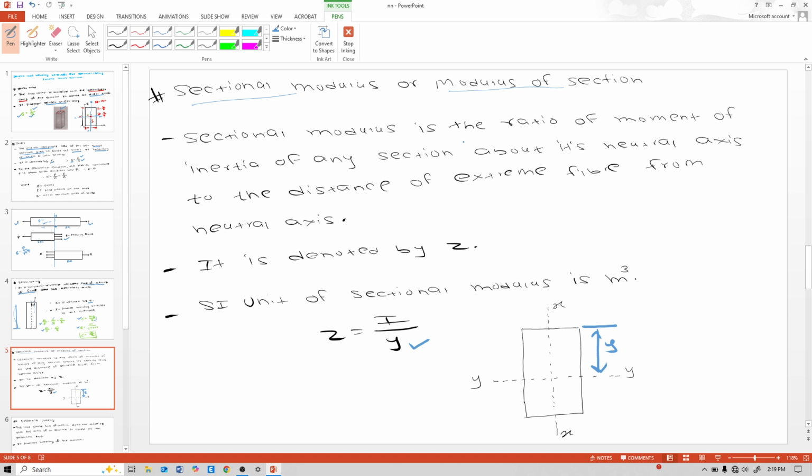See the definition. Sectional modulus is the ratio of the moment of inertia of any section about its neutral axis, that means either the y axis or the x axis, to the distance of the extreme fiber from the neutral axis. It is denoted by Z and its unit is mm cube, because the moment of inertia is in mm raised to 4 and the distance is in mm.